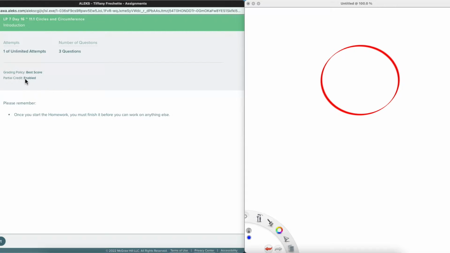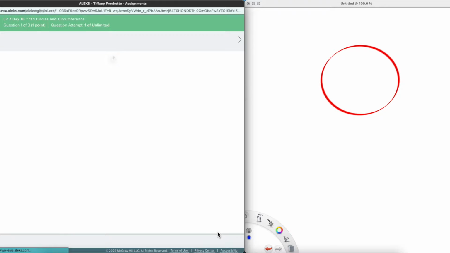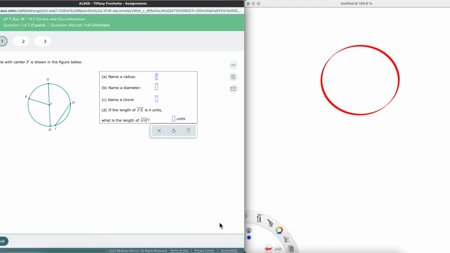Partial credit is always enabled, so if you answer 1 of 3 questions correctly, you get credit for the one question, or if there are multiple parts within one question, you can get partial credit for that one. Down here it says, please remember once you start your homework, you must finish it before you can work on anything else. That means once I click start, down here in the bottom right corner, I will see the submit assignment button. That is how we finish an assignment. Always, always, always click submit assignment when you want to leave this screen.